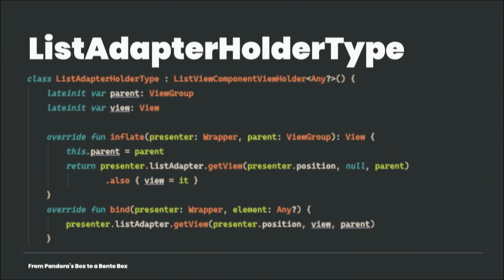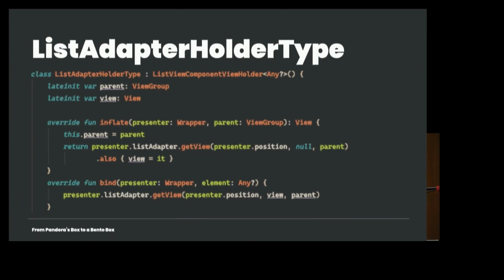So here's the class. It looks a lot like our other view holders. We have an inflate method and a bind method. And in the inflate method, we are given a reference to the presenter. And in the presenter, we can call presenter.listAdapter.getView. And that will call the method that our legacy list view was calling when we were setting this adapter on the legacy list view, right? It will use all the same logic that already exists. We didn't have to touch any of it. We're just adapting it to the Bento ecosystem.